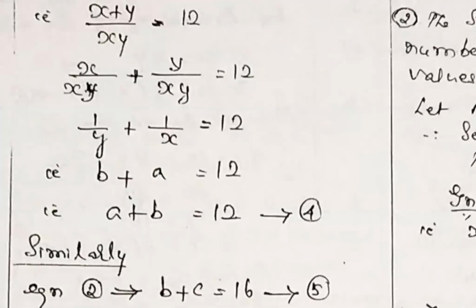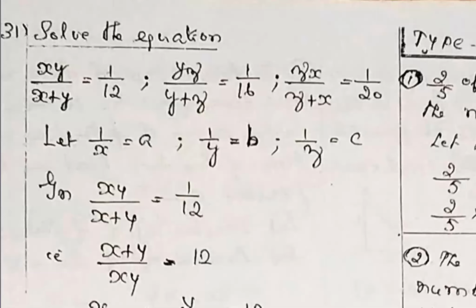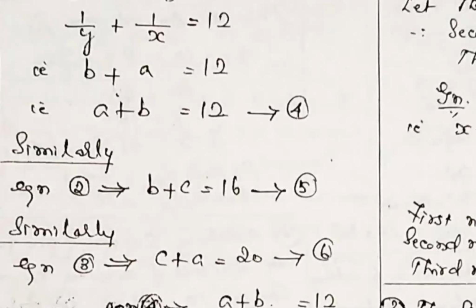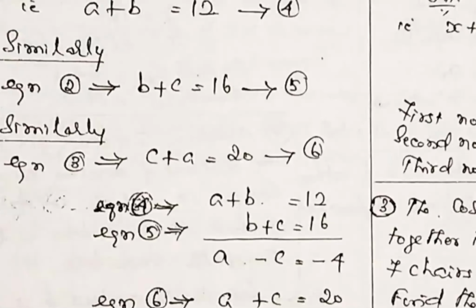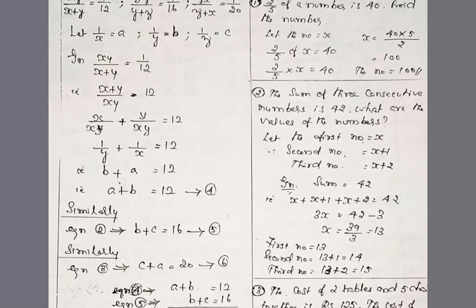So the idea is you assume 1 by x is equal to a, 1 by y is equal to b, 1 by z is equal to c. Substitute in the first equation, you will get one new equation, a plus b is equal to 12. Similarly, in the second equation, you will get b plus c is equal to 16. Third equation, c plus a is equal to 20. After solving 4, 5, 6, you will get the a, b, c values. So objective type, not so important, but the starting idea is this one only.